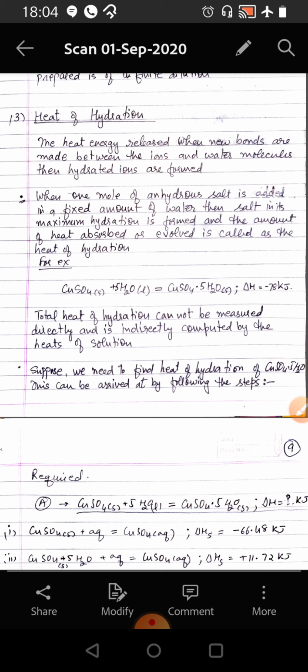The heat energy released when new bonds are made between the ions and the water molecules, so that hydrated ions are formed, is the heat of hydration. When 1 mole of anhydrous salt is added to a fixed amount of water, then the salt in its maximum hydration is formed, and the amount of heat absorbed or evolved is called the heat of hydration.